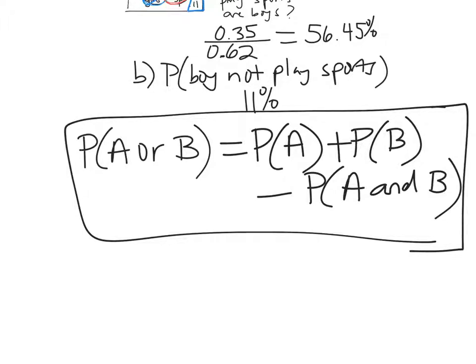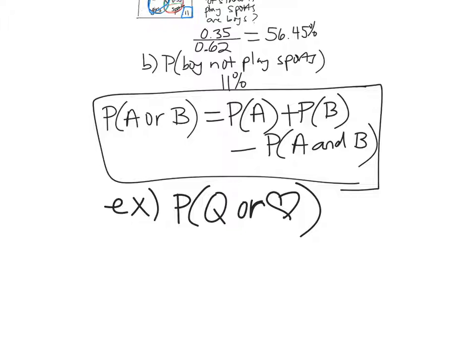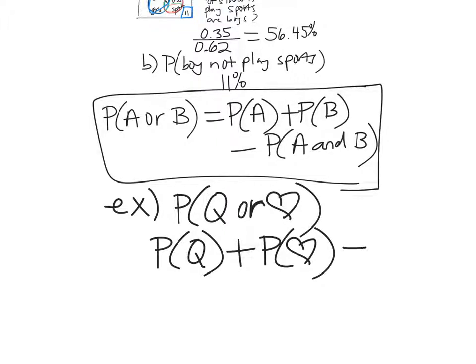Okay, let me just give you a quick example of that so that you're not so confused. What's the probability of getting a queen or a heart? Can a queen be a heart? Yeah. So these are not exclusive. A queen and a king are exclusive. A queen can never be a king and a king can never be a queen. But a queen can be a heart and a heart can be a queen. So you would have to do this: the probability of a queen plus the probability of a heart minus the probability of a heart queen, or a queen heart. Yeah, that's what it means.